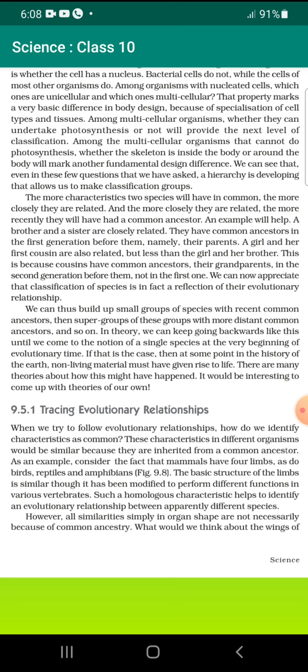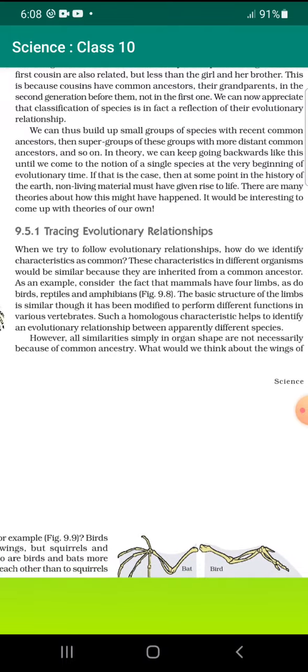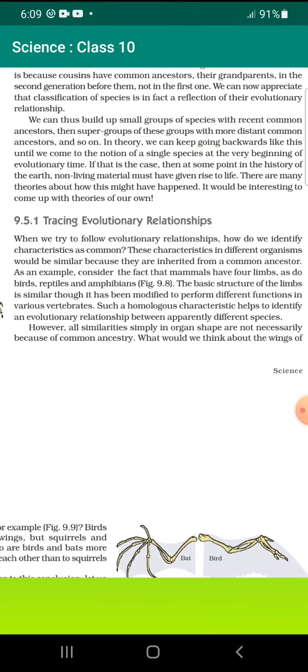An example will help. A brother and a sister are closely related. They have common ancestors in the first generation before them, namely their parents. A girl and her first cousin are also related, but less than the girl and her brother. This is because cousins have common ancestors, their grandparents, in the second generation before them, not in the first one.